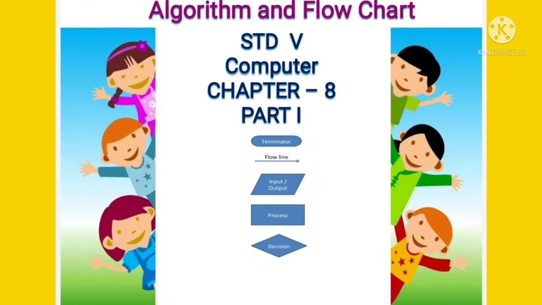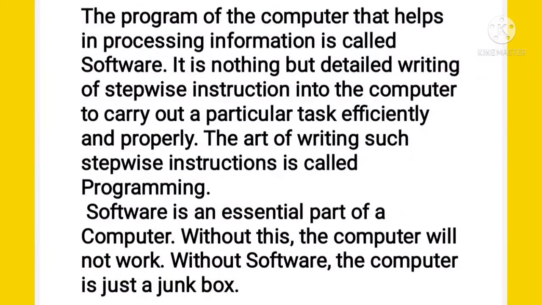I have come back with the video of Standard 5 Computers, Chapter number 8, Part 1, Algorithm and Flow Chart. Now let us start. What is a software? Software is a program which is present in the computer which helps in processing the information. It is nothing but detailed writing of the steps, instructions into the computer to carry out a particular task efficiently and properly. We can say the art of writing stepwise instruction is called as programming.